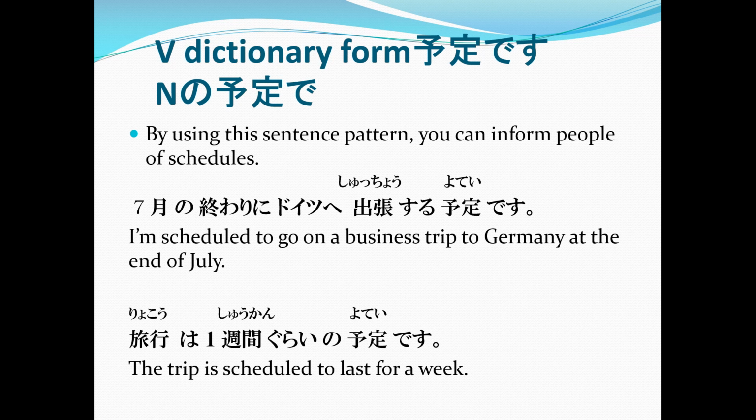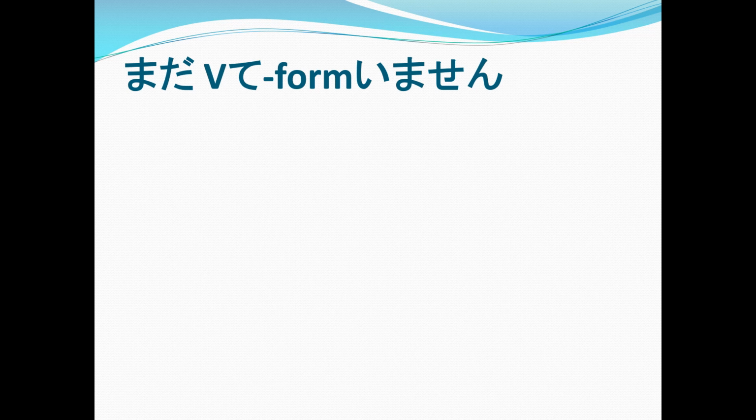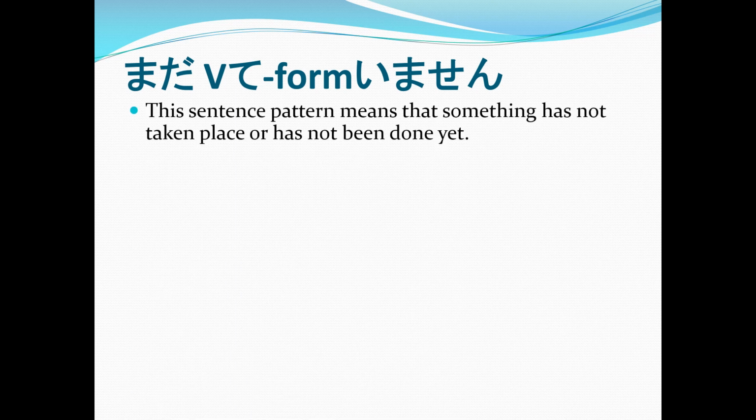Now, the next sentence pattern is the opposite of what we've learned, I believe, in lesson 30. It's mada verb te form imasen. Again, mada verb te form imasen. If you could remember, when we talked about mada verb affirmative, it means still doing. But with mada verb te form imasen, this sentence pattern means that something has not taken place or has not been done yet.